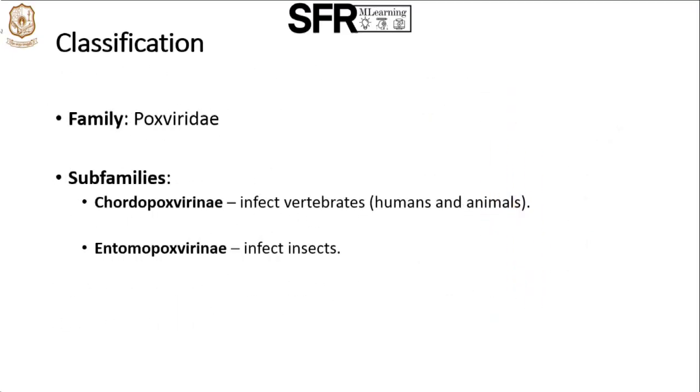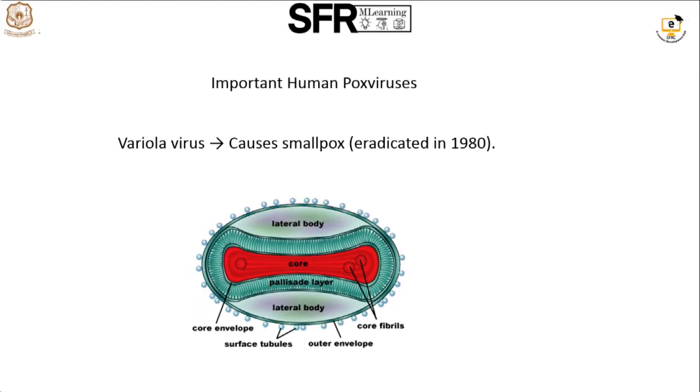Coming to the classification, it belongs to the family Poxviridae and consists of subfamilies like Chordopoxvirinae and Entomopoxvirinae. Among the pox viruses, the important human pox virus is the variola virus, which is responsible for smallpox. It consists of an envelope, a core envelope, and an outer layer which has surface tubules, which are helpful for attachment to the host.